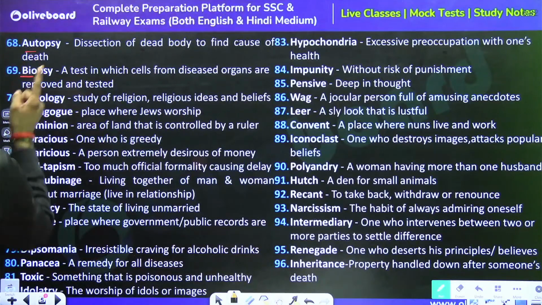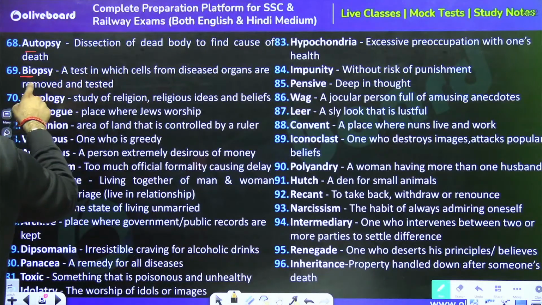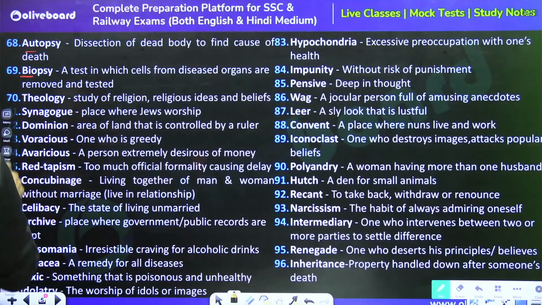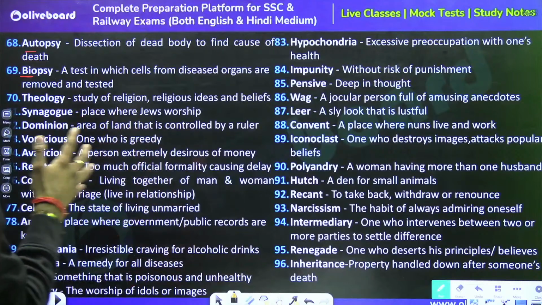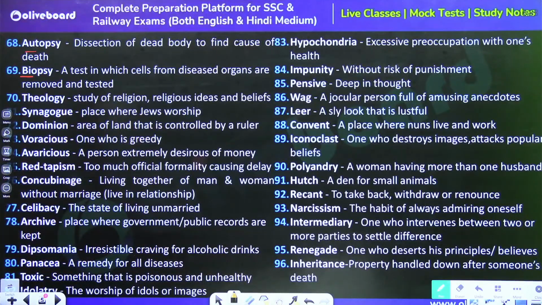But bio, you better know, represents life: biology, life of an animal, plants, etc. So that way, bio defines a live person, and autopsy a dead person. Both are the same, determining the root cause of the disease. But for a dead person, autopsy. For an alive person, that is going to be biopsy.